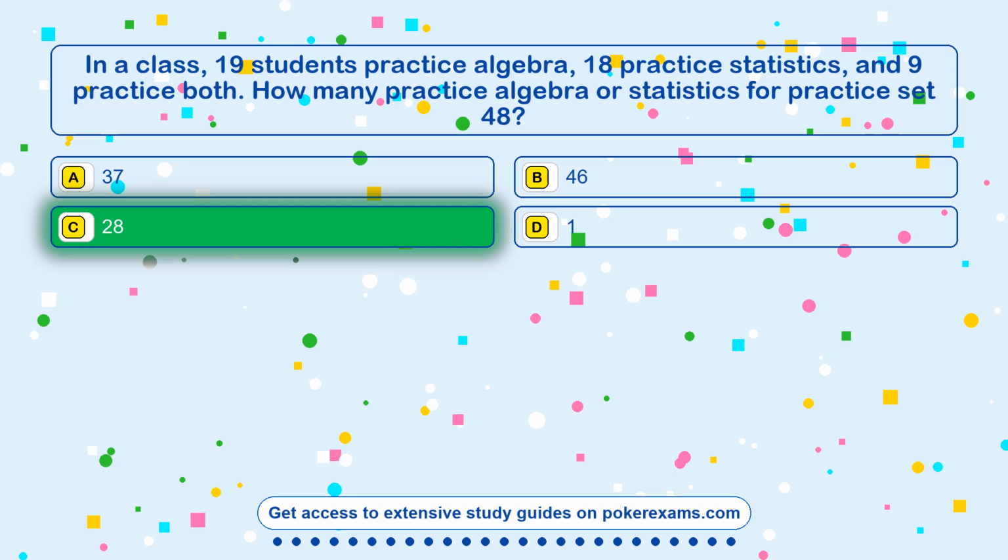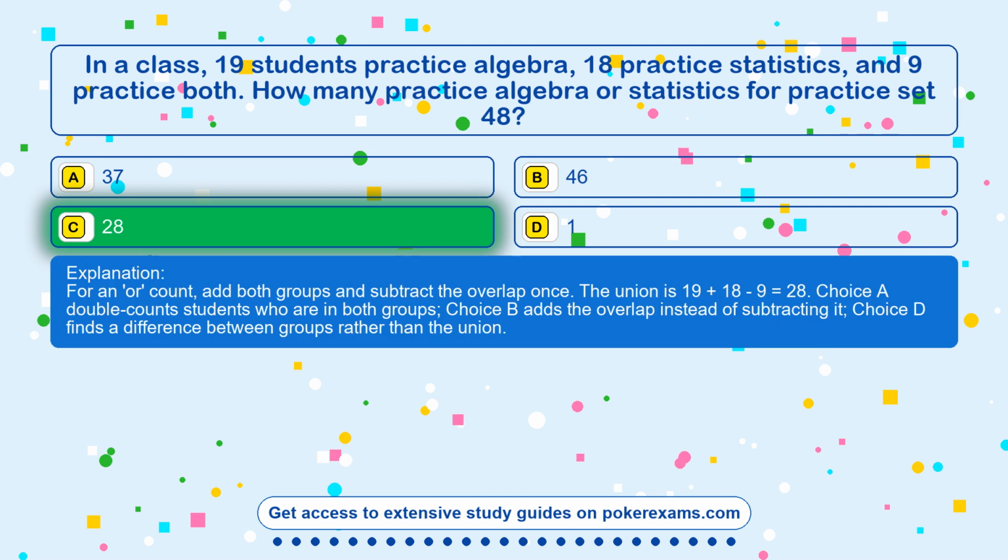The correct answer is option C, 28. For an OR count, add both groups and subtract the overlap once. The union is 19 plus 18 minus 9 equals 28.